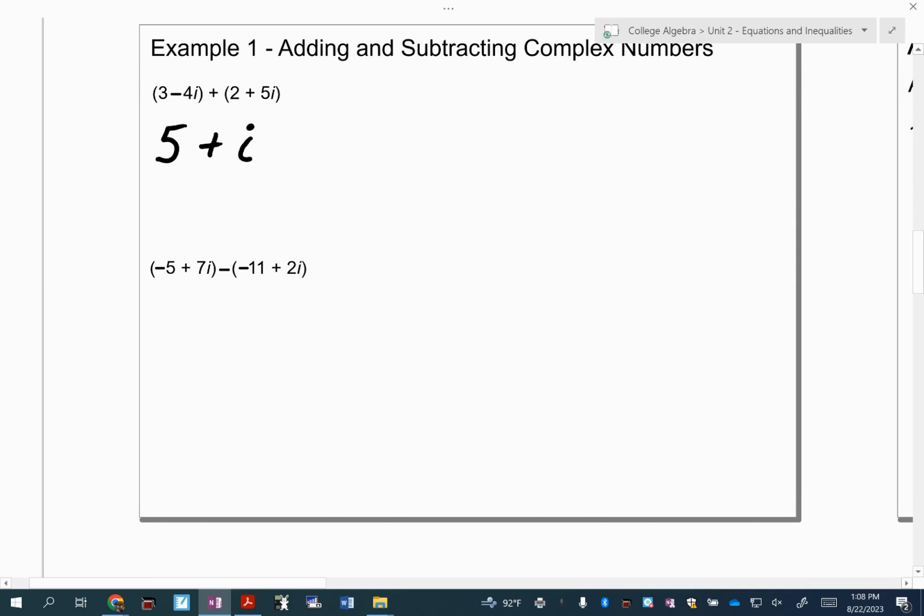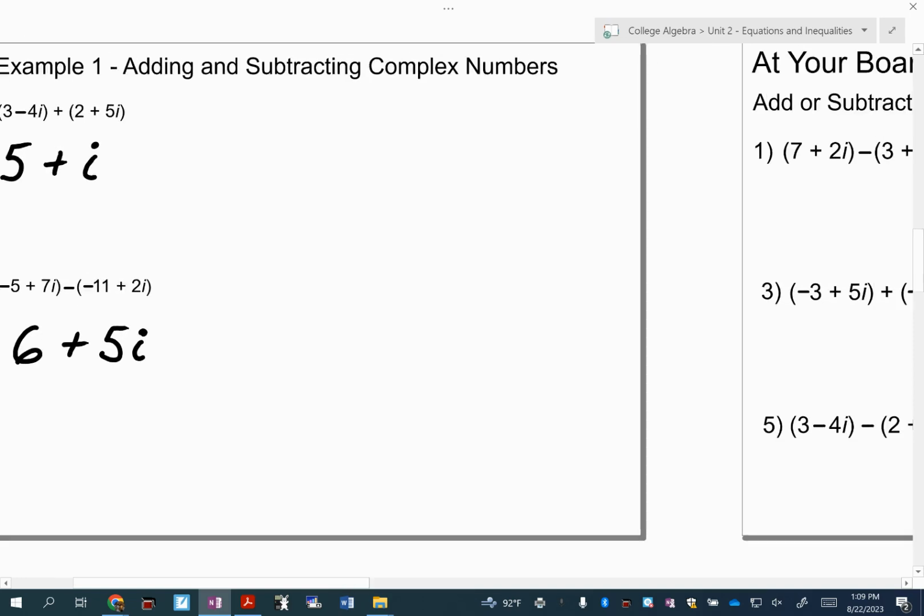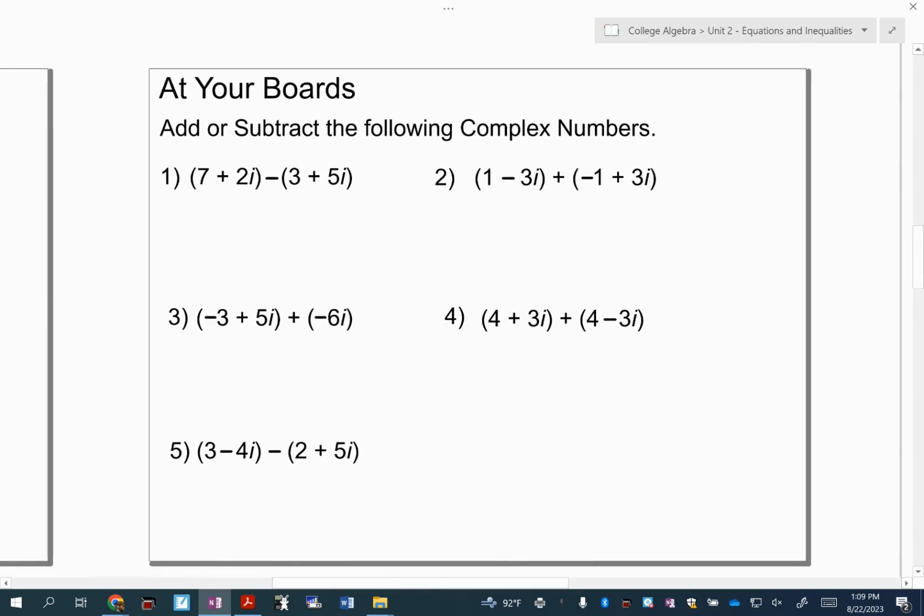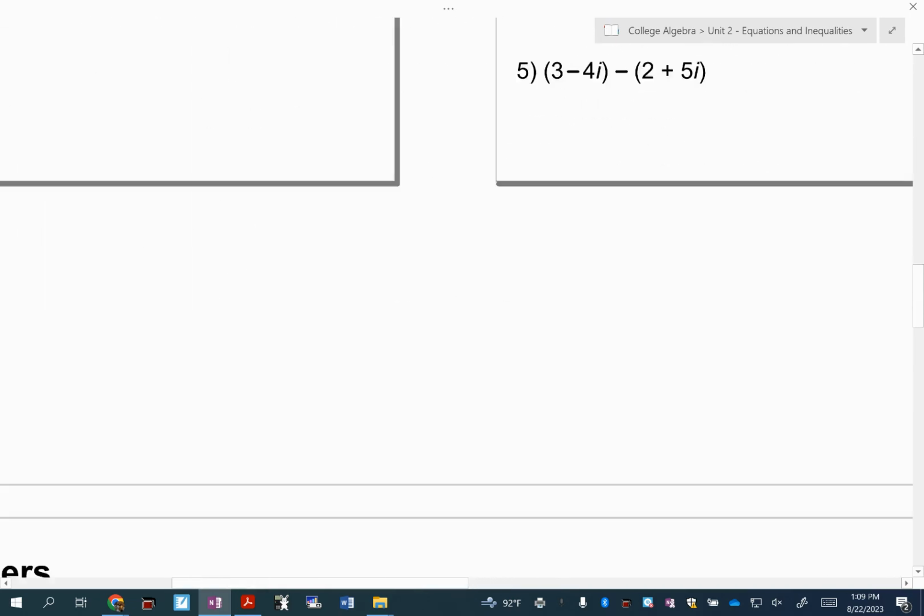Let's try this next one, subtraction. -5 minus -11 is actually -5 + 11, which is going to be 6, and then 7i - 2i, which is going to be positive 5i. So that's it for addition and subtraction. Again, just remember to combine the real parts and then combine the imaginary pieces, okay? There are some practice problems for in class or on your own if you'd like to try them.